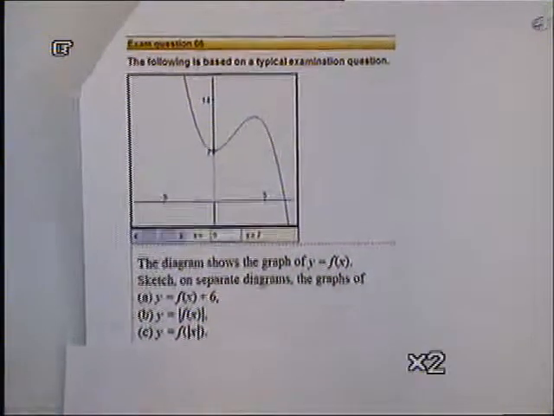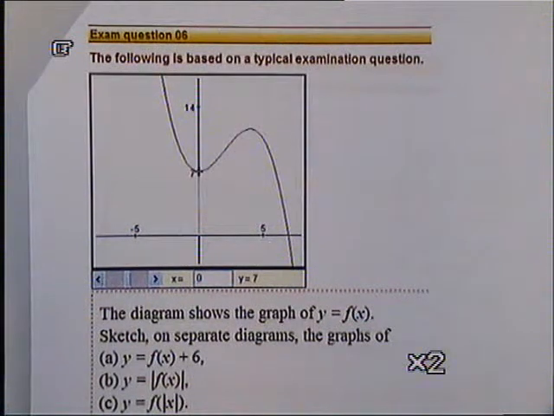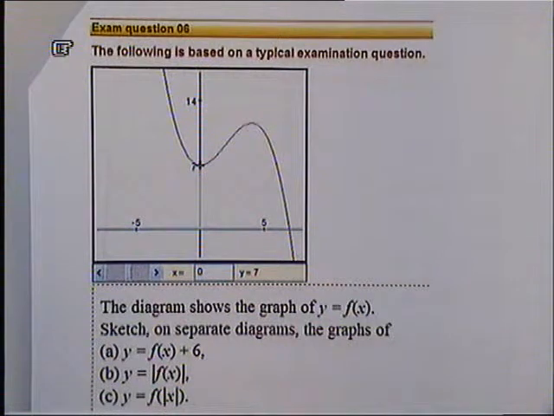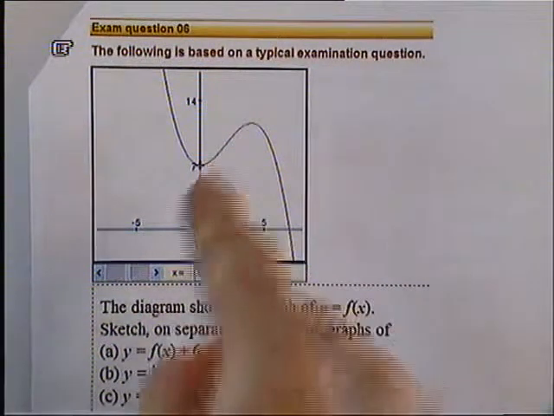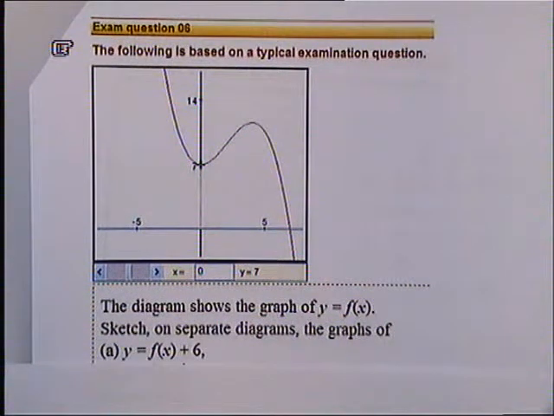This is the sort of question you often get at A-level. It will show you a graph, it won't tell you necessarily what its equation is, but it will want to see you sketch 3 other versions of it, effectively. So starting with that one there, let's look at them one at a time. What will happen with that one there? It's got a +6 stuck on the end of it.